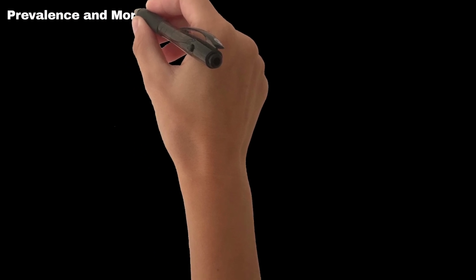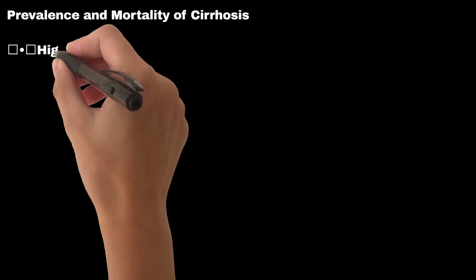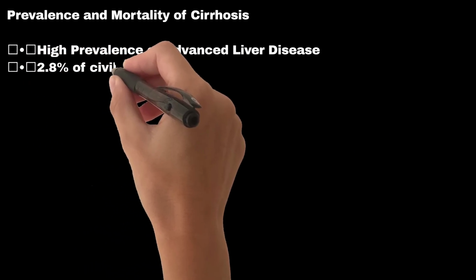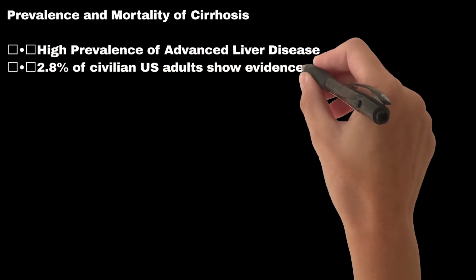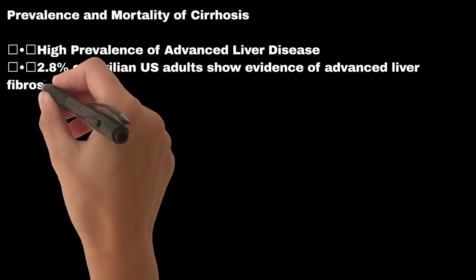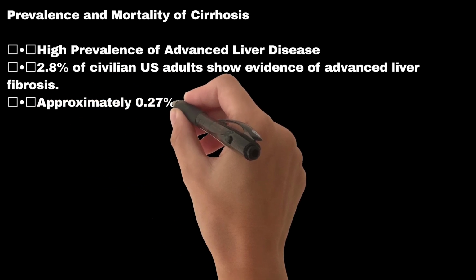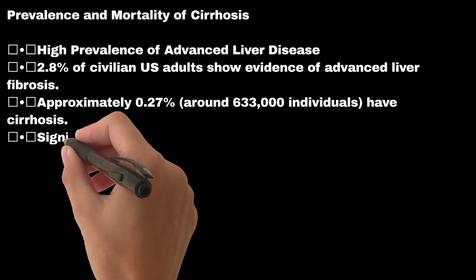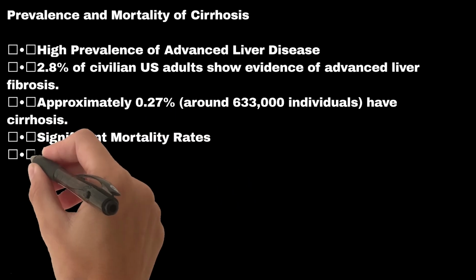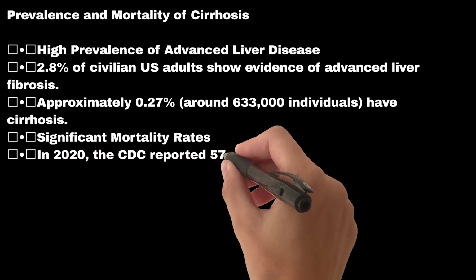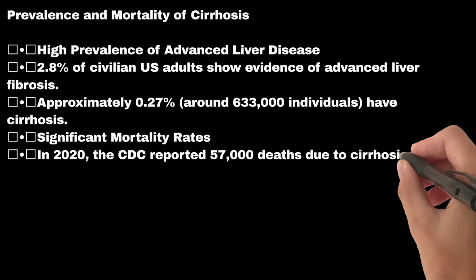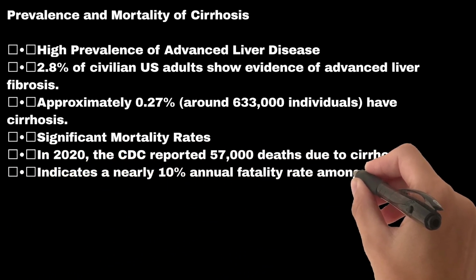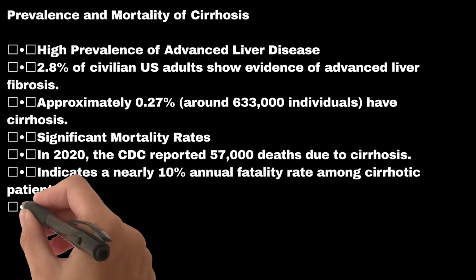Prevalence and mortality of cirrhosis. High prevalence of advanced liver disease. 2.8% of civilian U.S. adults show evidence of advanced liver fibrosis. Approximately 0.27%, around 633,000 individuals, have cirrhosis. Significant mortality rates. In 2020, the CDC reported 57,000 deaths due to cirrhosis. Indicates a nearly 10% annual fatality rate among cirrhotic patients.